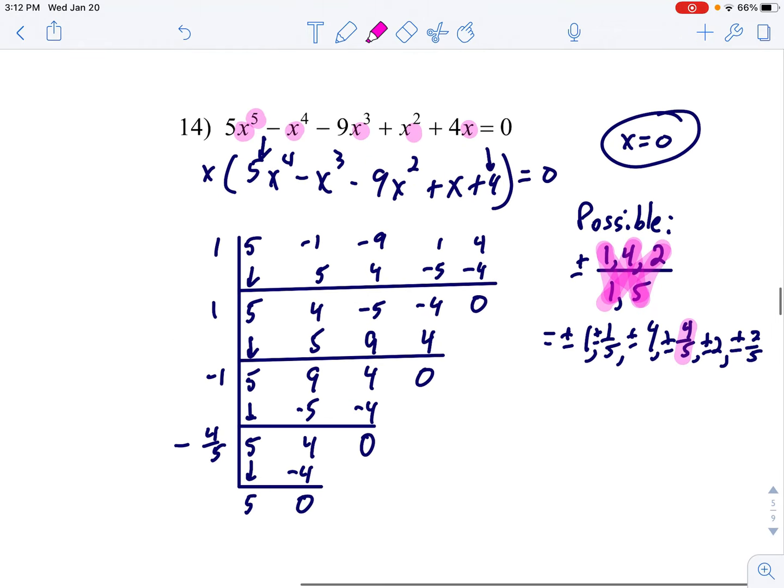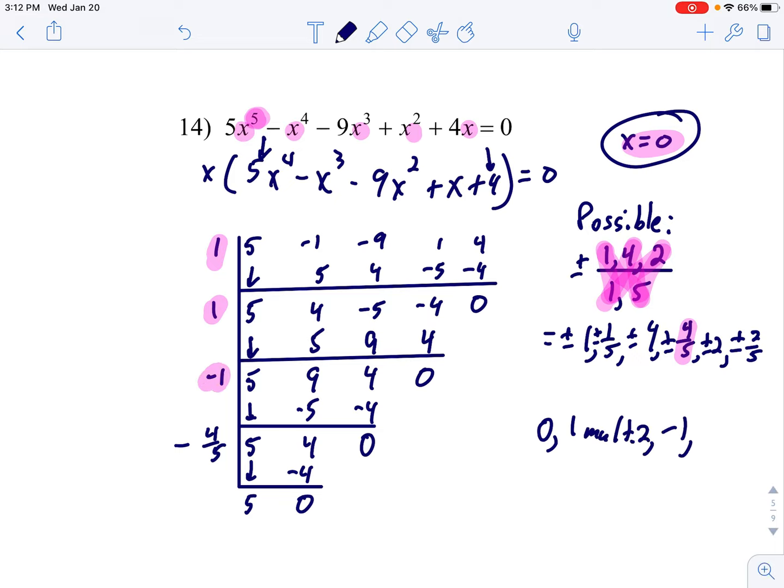So it was a 5th degree polynomial. That means there are 5 answers, 5 zeros. One of them is 0. The other 4 are 1, which happens twice. So 1 has a multiplicity of 2. And then -1. And then -4/5.